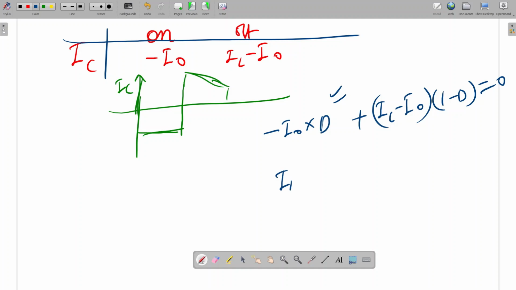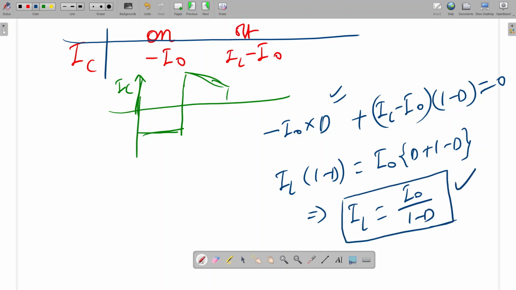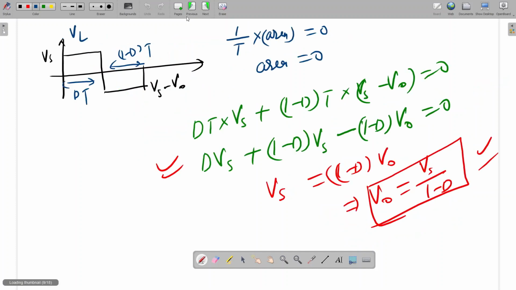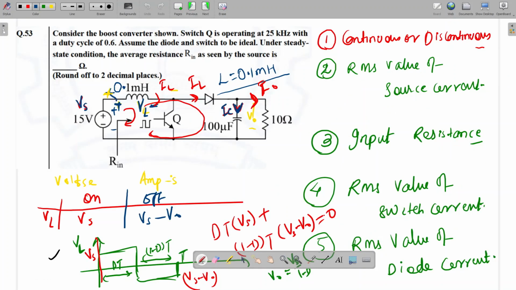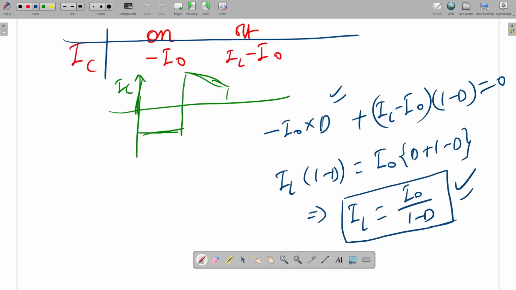So we can write IL (1 minus D) is equal to I naught D plus I naught (1 minus D). What will be D plus (1 minus D)? It will be 1. From here we can write that IL is equal to I naught divided by (1 minus D). Is it clear? Yes, sir. IL here is the source current also. We can see that this IL and the source current are the same. So if the output current is known, the IL current will be the output current divided by (1 minus duty ratio).